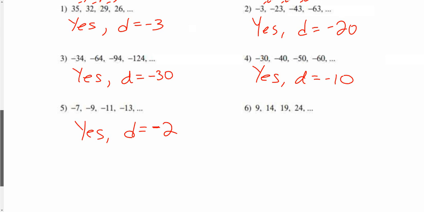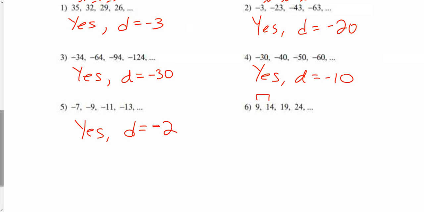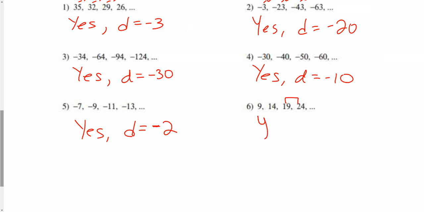Okay. Take the first 2 numbers and subtract them. But when you subtract them, always go from right to left. 14 take away 9. It's 5. Now, if this is truly the common difference, that should work all the way through. Right take away the left. 19 take away 14. Okay. 24 take away 19. Perfect. So it's yes. Common difference is 5.